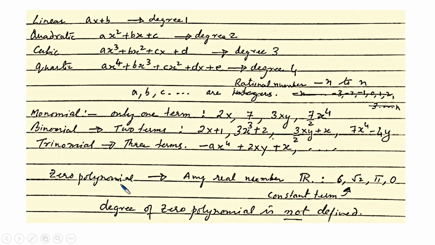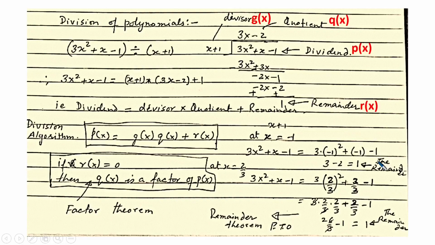And then you have something called the zero polynomial. Any real number r, like 6, square root 2, any real number, or pi, 0, they are constant terms. And the degree of the zero polynomial is not defined. You don't have a degree for this. This is a constant. Only degrees mean power 1, degree 1, x to the power 2, degree 2. And single term monomial, 2 terms binomial, 3 terms trinomial. So please go through my earlier lectures.